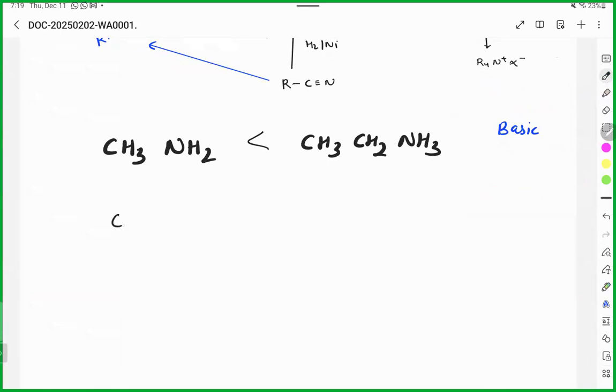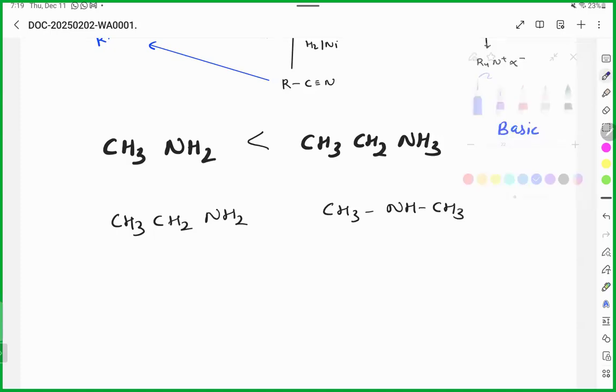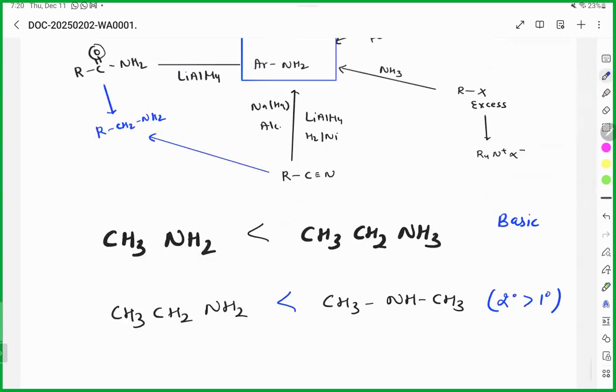But if you have CH3CH2NH2 and then CH3NHCH3, which one will be more basic? The second, because secondary is more basic than primary. Any doubt, guys? No, sir.